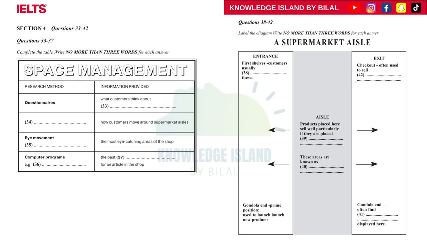Now listen to the first part of the talk and complete the table by filling in the numbered spaces 33 to 37.